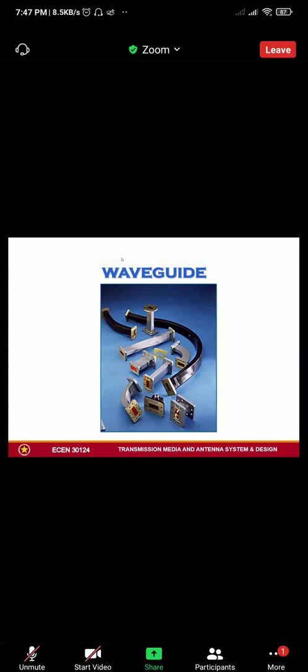Basically, in our first slide are the different types of waveguide that we have. Okay, so mare-recall ninyo, we have the rectangular, the circular, the rigid, the flexible, and the elliptical. Yung elliptical lang di ko na mention.